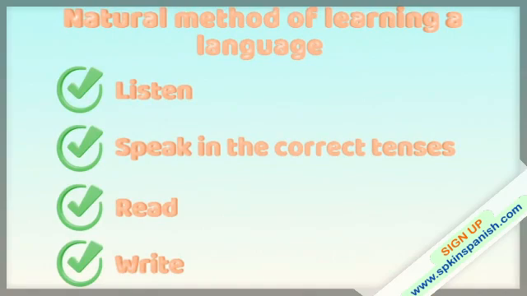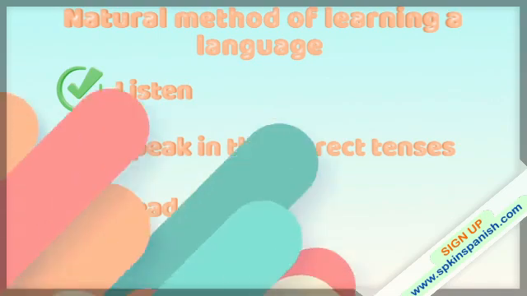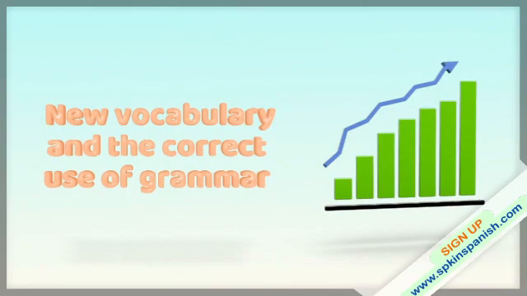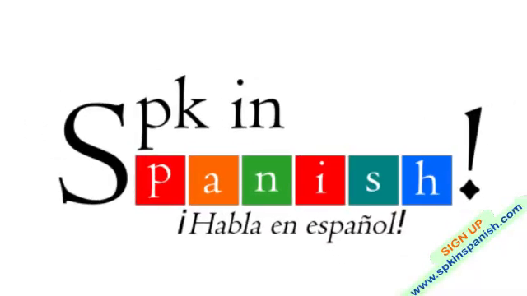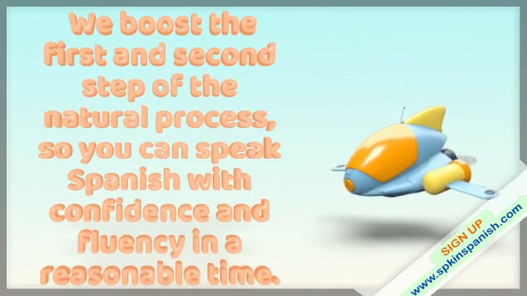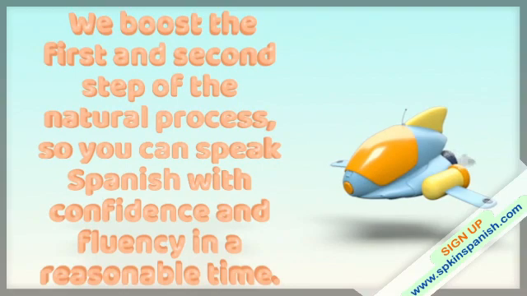First, listen. Second, speak in the correct tenses. Third, read. Fourth, write. Also, there are two other activities that we must do to acquire a great command of the language: the acquisition of new vocabulary and the correct use of grammar. The SpkinSpanish method takes the natural process and boosts each step so you can speak Spanish with confidence and fluency in a reasonable time. To boost the step first, listen.